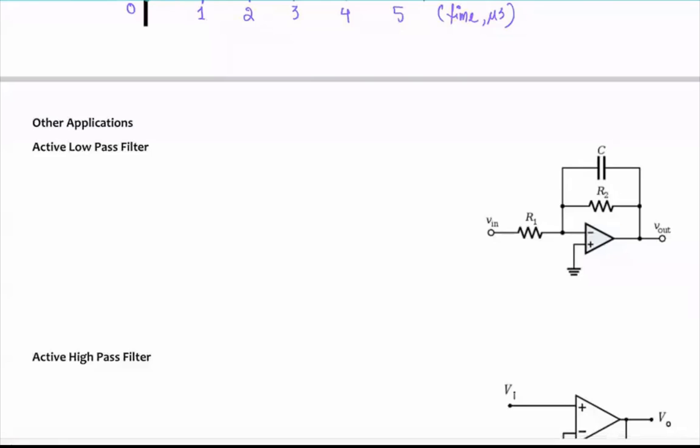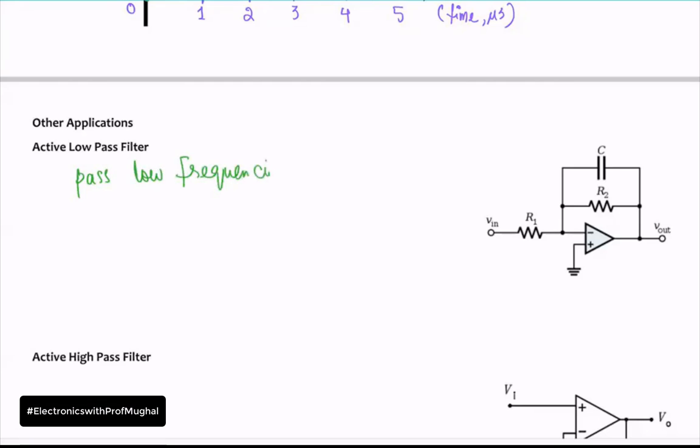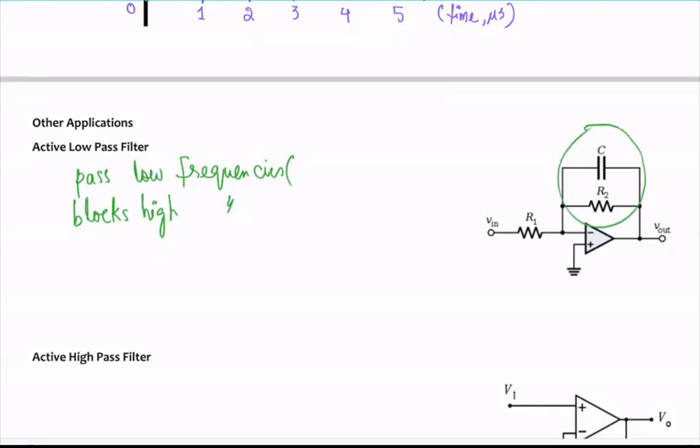A couple more applications. It will basically pass the low frequencies and block high frequencies. What would this number be? That depends on the values of the capacitor and the resistance, and this is known as the cutoff frequency. Fc equals 1 over 2 pi RC.